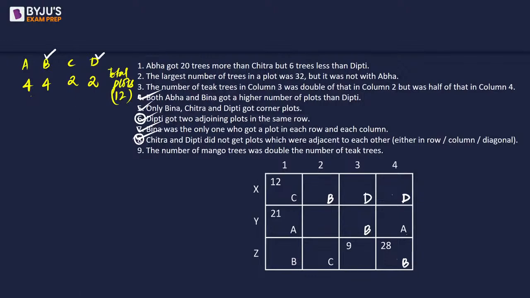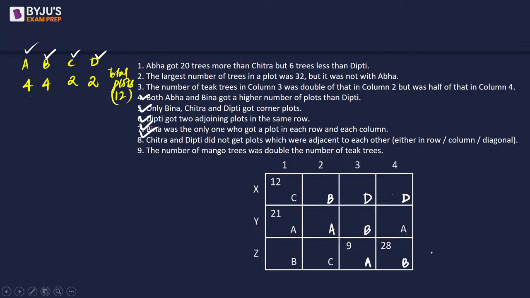We are done with 4 Dipti. 2 Chitra is already present. So we need 4 Abha, out of which we already have 2 Abha. So the remaining 2 Abhas will go here. So these statements about the plots helped us figure out who received the plot where.